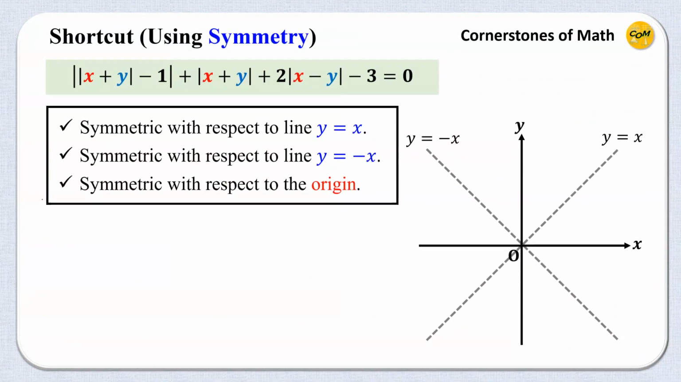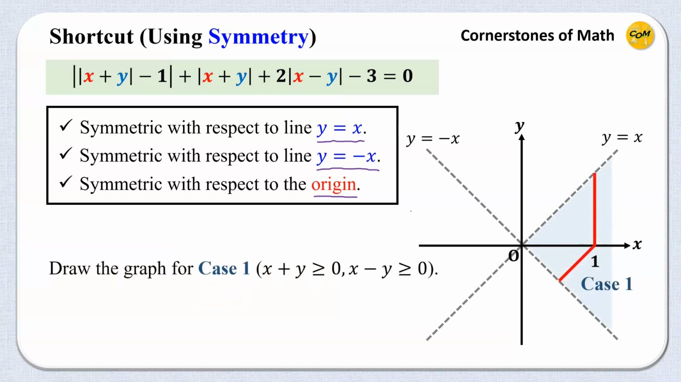So far, we have obtained these 3 symmetries. 2 line symmetries, symmetric with respect to y equals x and symmetric with respect to y equals minus x, and 1 point symmetry, symmetric with respect to the origin. Therefore, we can draw the graph like this. In our case divisions, which divided the xy plane into 4 regions, we only consider one of them, for example, case 1, and draw the graph for that case only. For case 1, I have already explained that the graph looks like this.